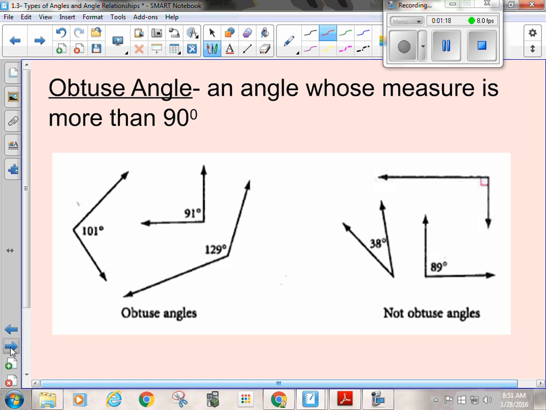An obtuse angle is an angle whose measure is more than 90 degrees. That even includes such as here, where it's just more than 90 degrees. And then there are acute or not obtuse angles. A right angle is not an obtuse angle, and neither is anything less than that 90.